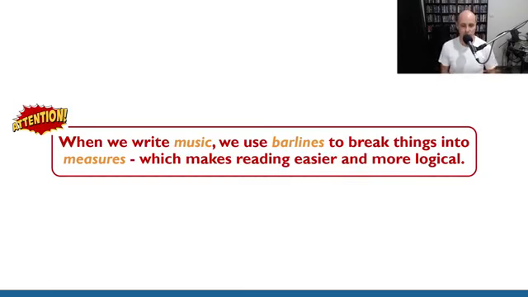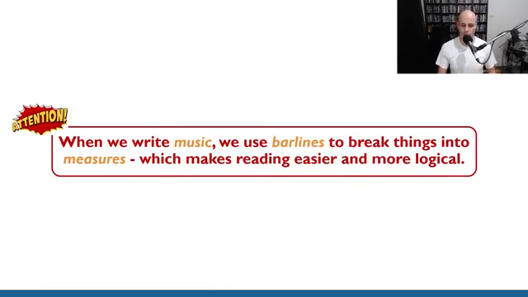And we actually do the same thing in music. When we write music, we use what we call bar lines, right? Which break all of our music up into smaller pieces, like we saw with sentences, but we call our sentences in music measures, right? They are certain periods of time where, once we've gone a certain amount of time, we close it off with a bar line, the same as we would with a full stop, and we start a new measure, okay? Again, it's done for the same reason. It makes reading of music easier and more logical.